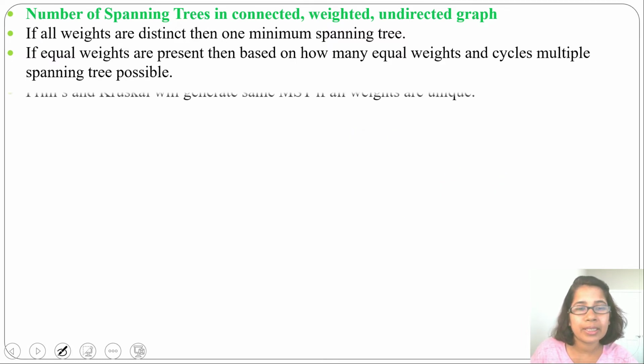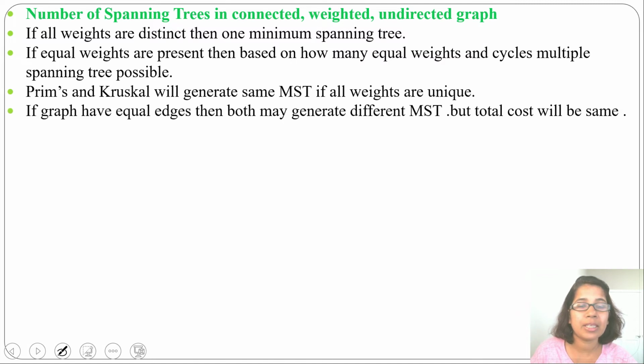And if all weights are distinct, by both Prim's and Kruskal's algorithm, we'll get a single minimum spanning tree. If all weights are not distinct, meaning equal weights are available, then there may be different minimum spanning trees, but total weight will be the same.